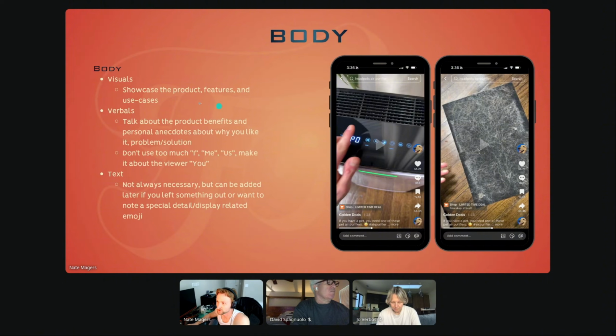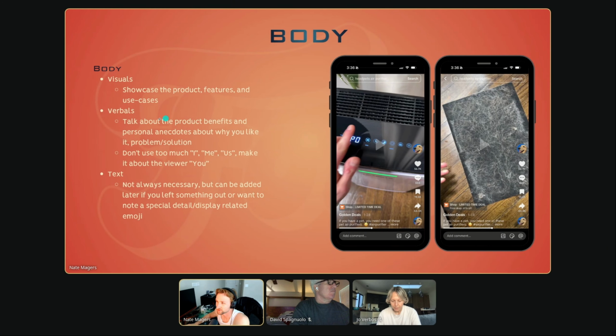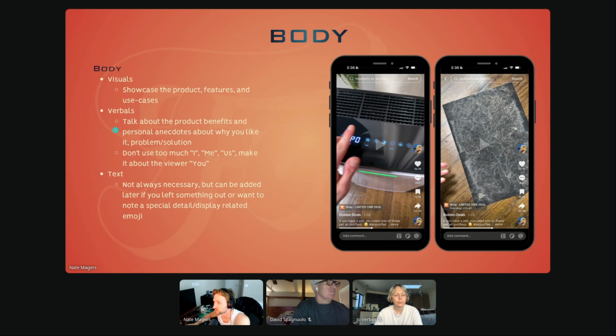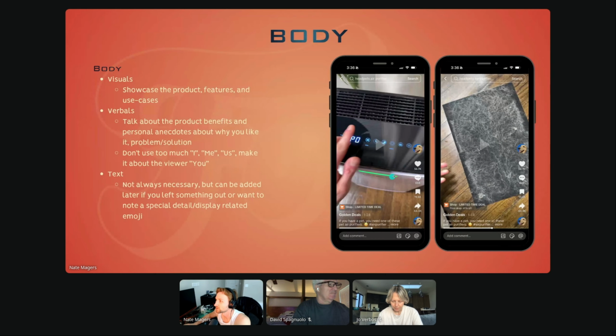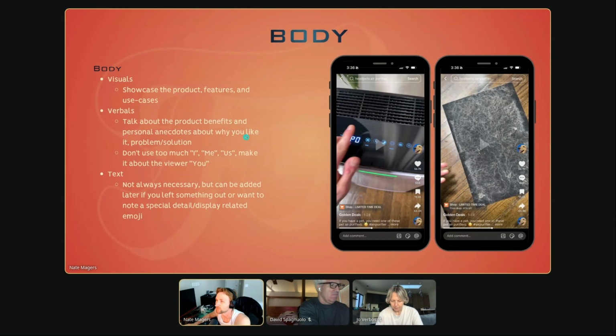Verbals, we're talking about the benefits. Giving some personal anecdotes usually is not a bad way to go, especially if it's a problem solution product. How did this help you? How did it solve this problem? But this is important to remember: you don't want to spend the entire video going, I, me, us. You want to make it about the viewer, right? It needs to be about them. So, what is it going to do for them? And fit that into your wording. So, this is going to save you time. This is going to keep your house clean, blah, blah, blah. You get where I'm going with that.